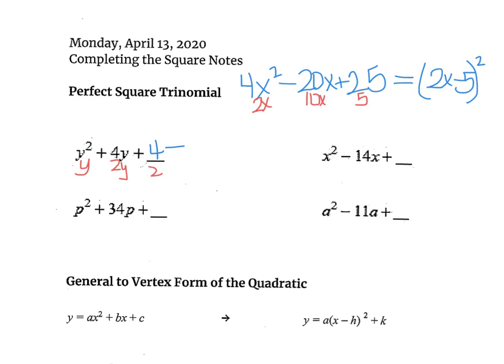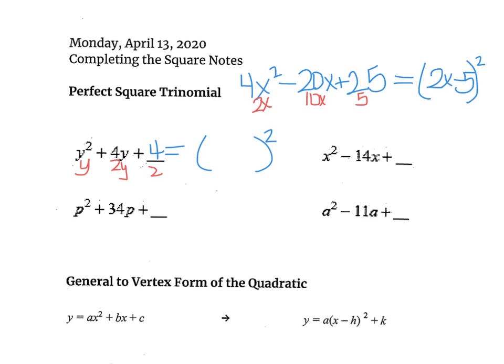But let's also factor this. What does it factor into? We take y, sign in the middle, and 2. And those go y, sign in the middle, and 2.